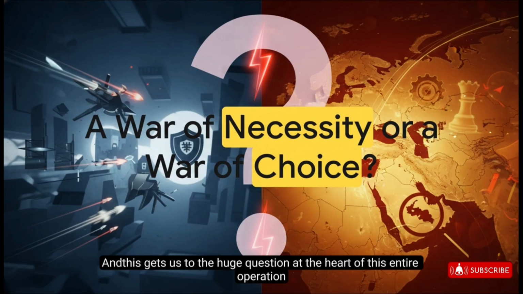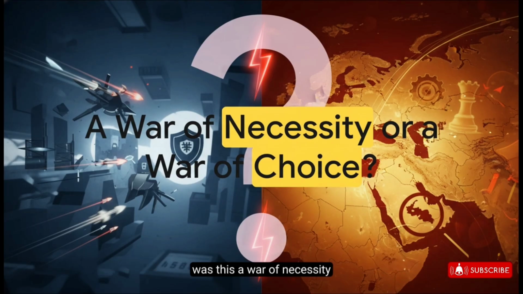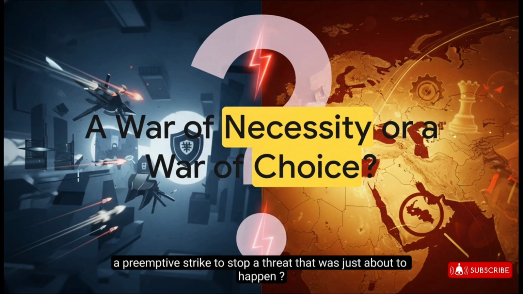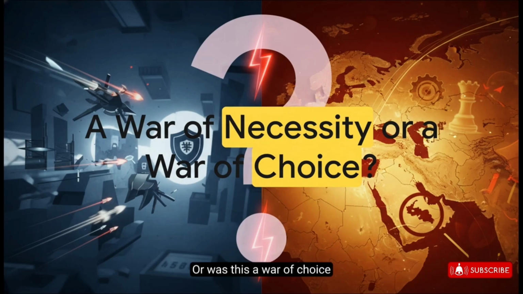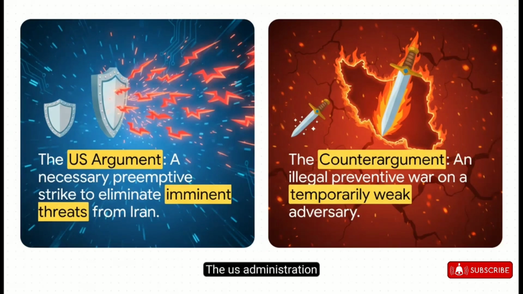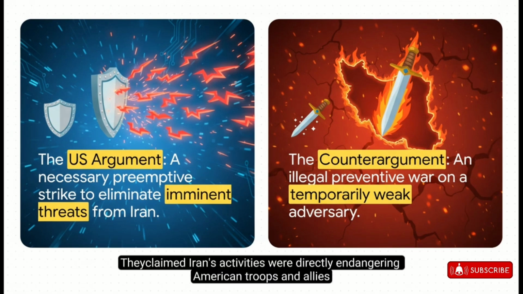And this gets us to the huge question at the heart of this entire operation. Was this a war of necessity, a preemptive strike to stop a threat that was just about to happen? Or was this a war of choice, an attack on an enemy at a moment when they just seemed weak? The U.S. administration argued it was a necessary defensive action. They claimed Iran's activities were directly endangering American troops and allies.